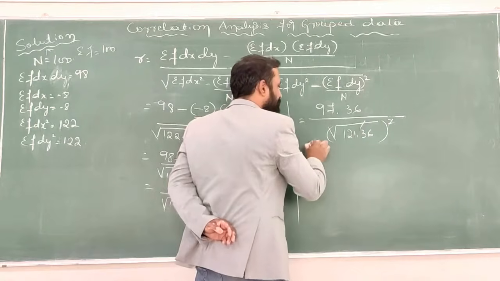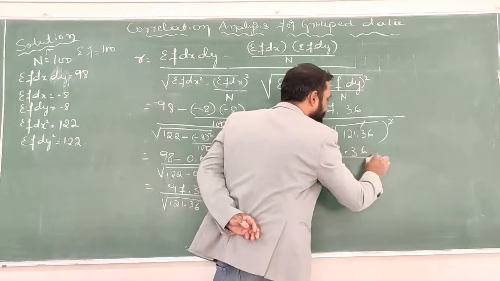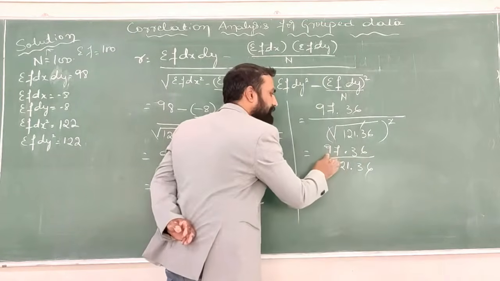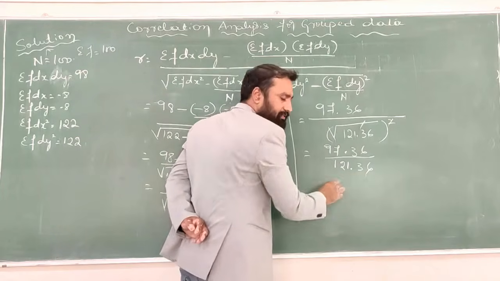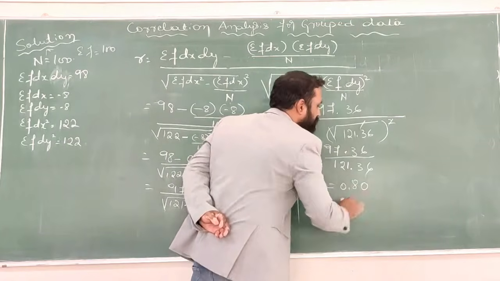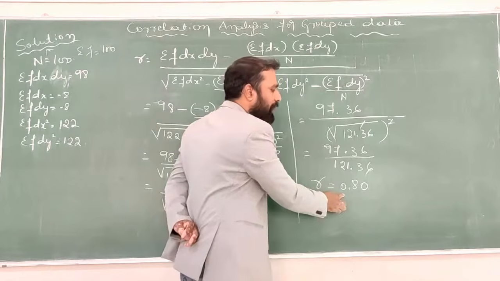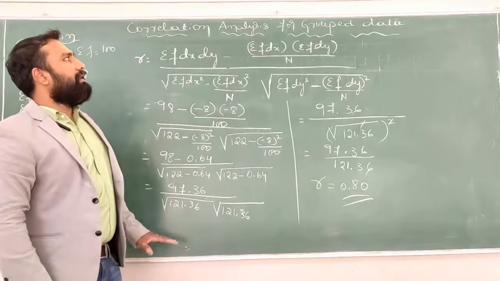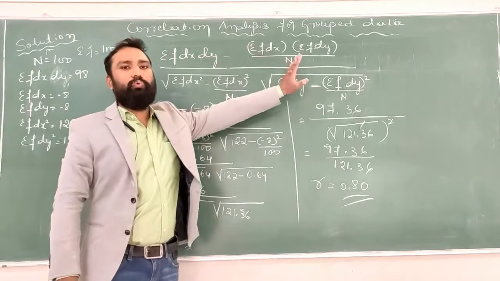The remaining is 97.36 divided by 121.36. 97.36 divided by 121.36, the value is 0.80. The coefficient of correlation R is equal to 0.80. So this is the way of calculating the correlation coefficient analysis for grouped data. Thank you very much.